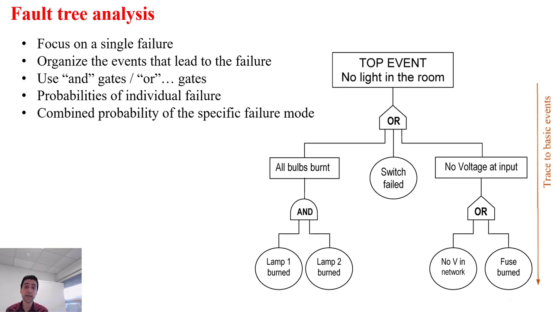Another example in here, when we don't have light in a room, and we have identified basic events in here which are related to light bulbs or the switch or the network in which there is no voltage. So combination using AND / OR gates can lead us to the top event in which there is no light in the room.